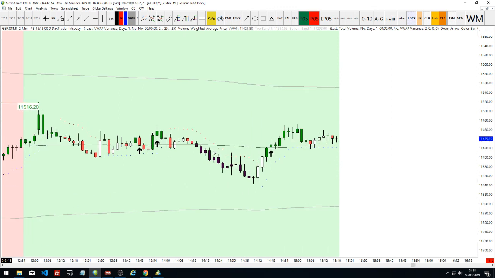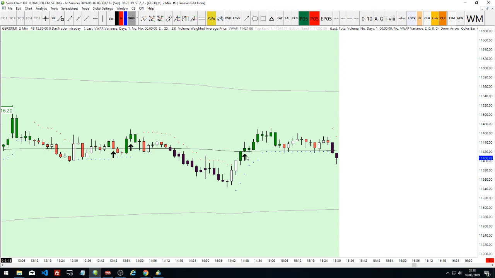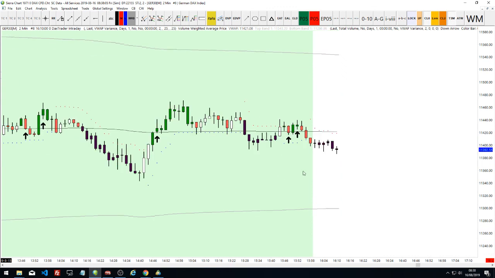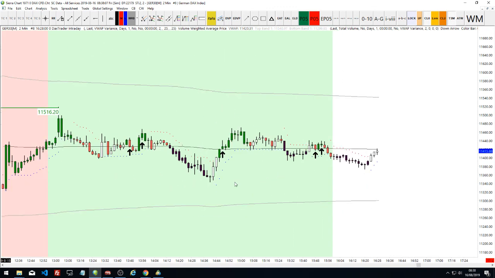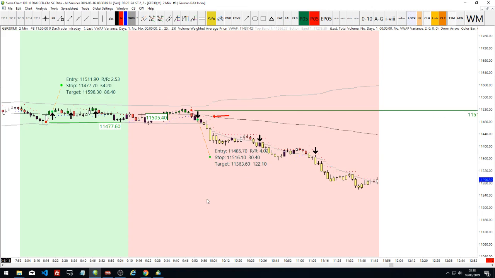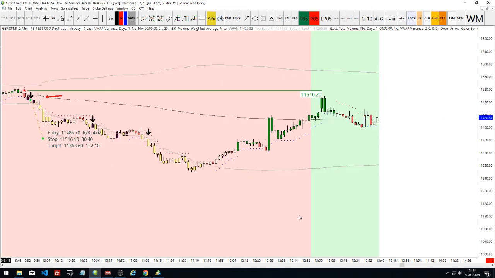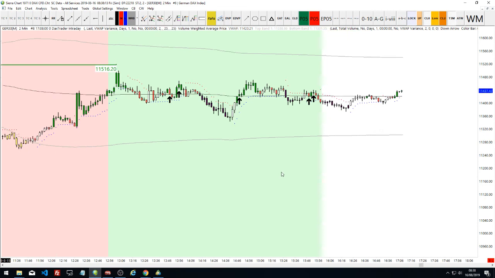Looks like they would have been stopped out. They were. And then another buy signal here. Probably would have been stopped out, and that would have been you done for the day anyway. But once you've hit your target, walk away, you're done. Look for another market, or just walk away.